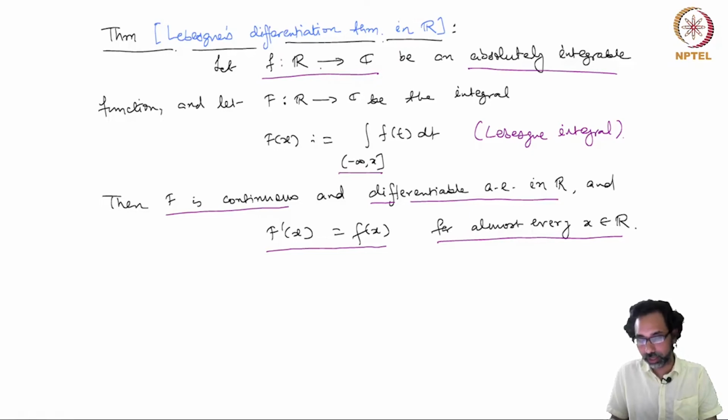So note that we have relaxed our assumption that f be continuous, and now we only consider absolutely integrable functions. But now our assertion is also weaker than before, because we are only asserting that this formula, capital F prime of x being equal to f(x), holds for almost every x in R and not everywhere in R. So a simple example will show that if you try to enforce F prime of x to be f(x) everywhere in R, then this will easily fail.